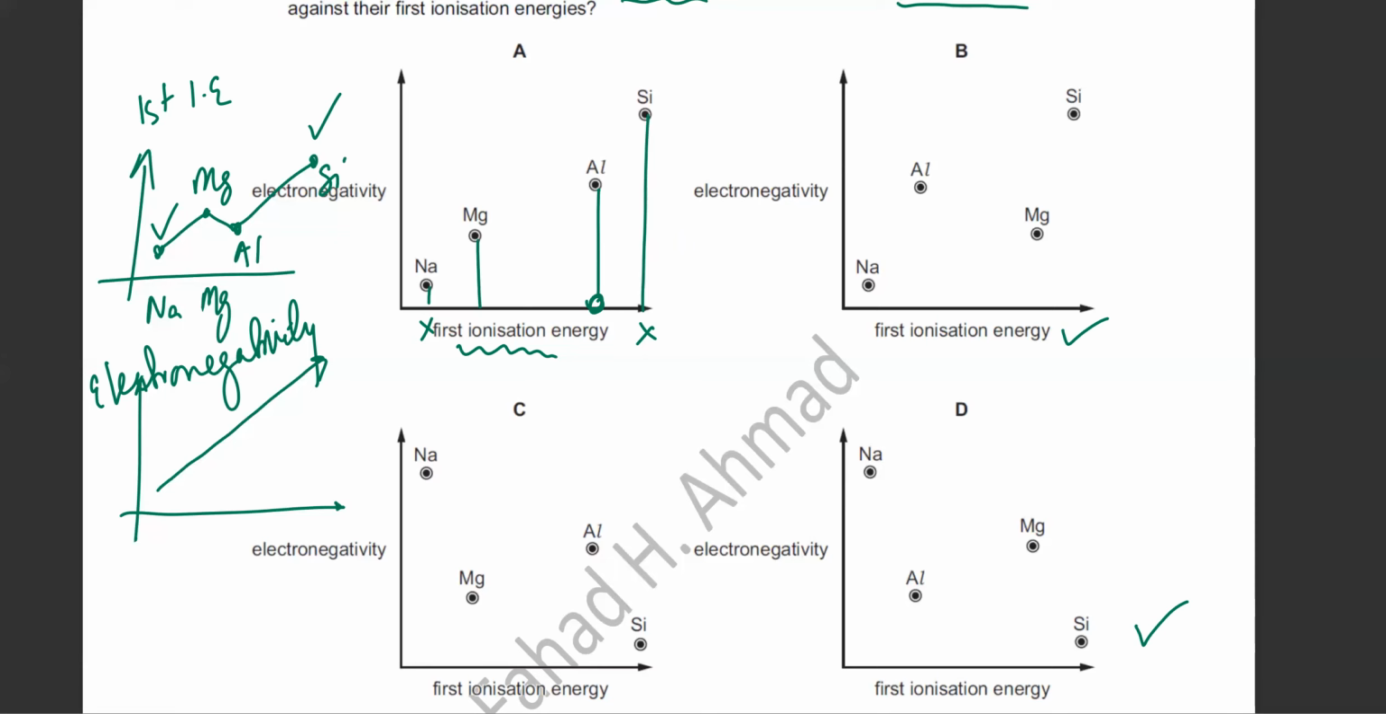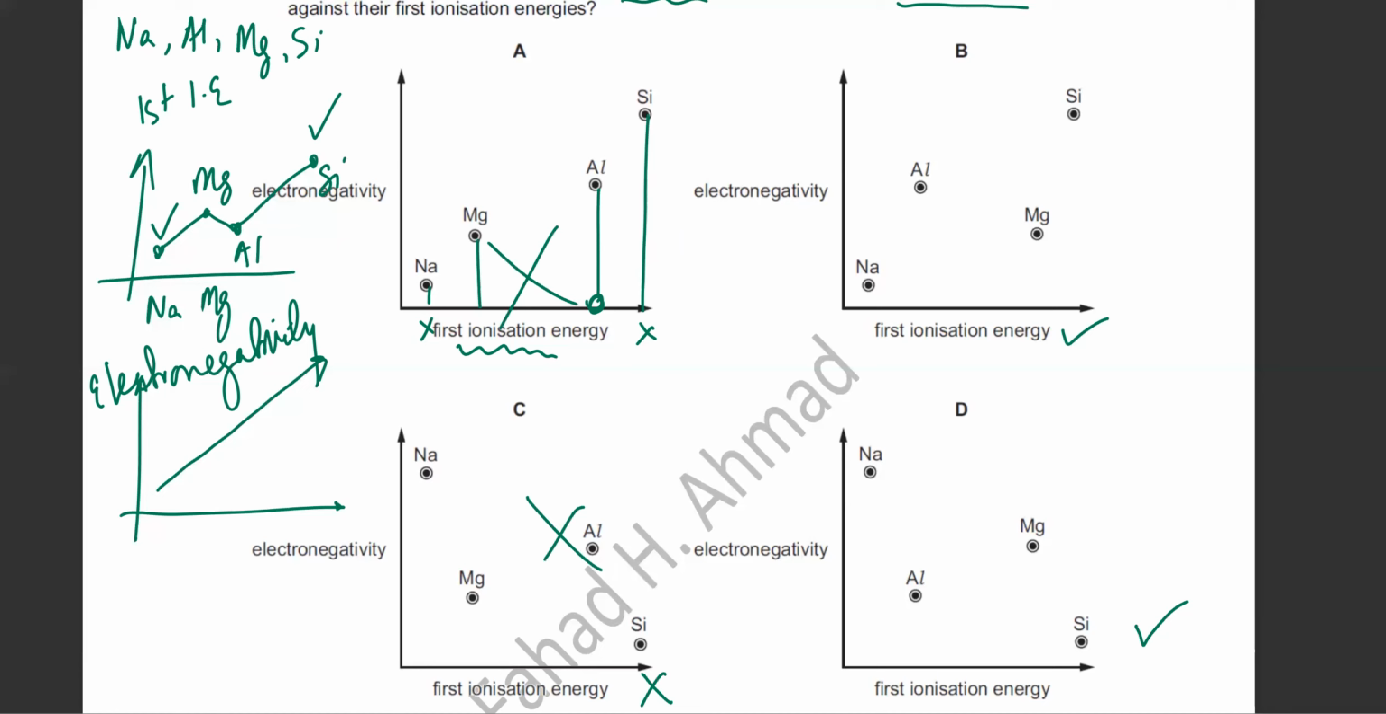It's again not correct in this one. So the order is not correct. According to the graph, the ionization energy order is silicon having the highest and Na having the smallest. And if you look at the graph, then it's Al, and then Mg is higher than Al. So it's going to be this order. Is this clear? This axis, the first axis. So these two are wrong.